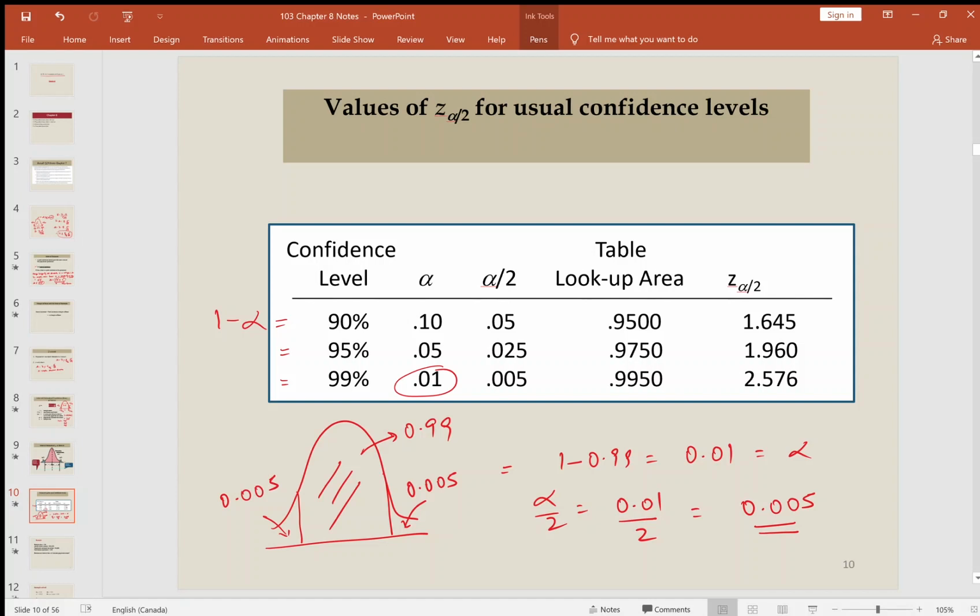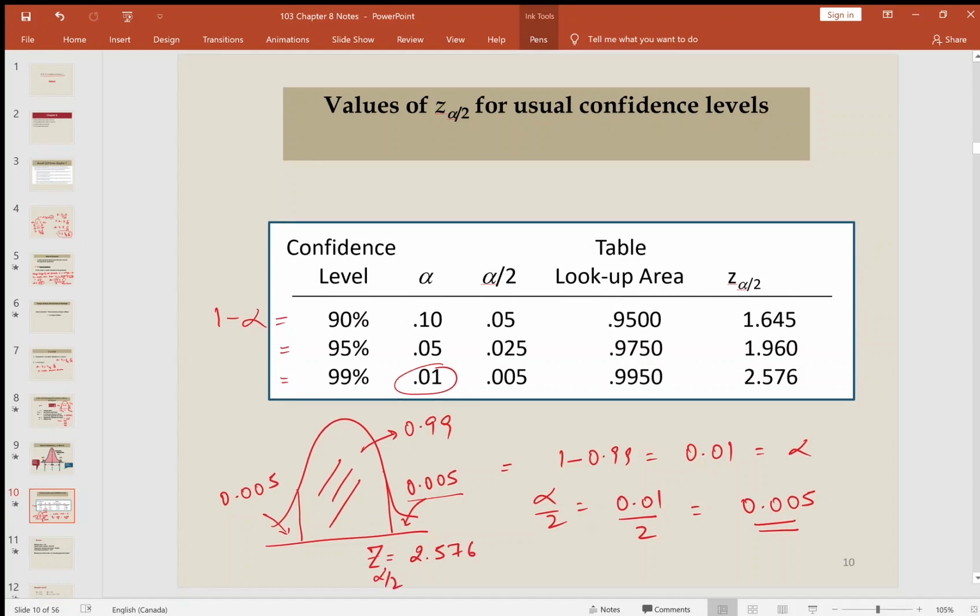Okay, now if you look up the probability tables such that the area on the right is 0.005, your z-score is going to be 2.576, and we call it z alpha by 2. Now why is it 2.576?